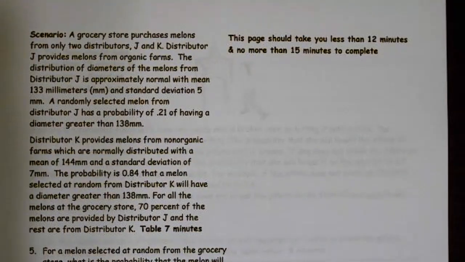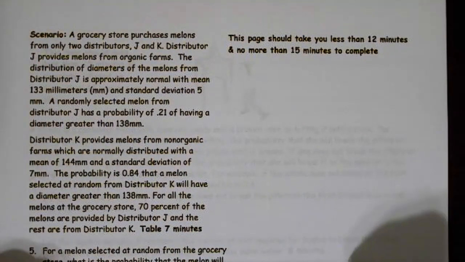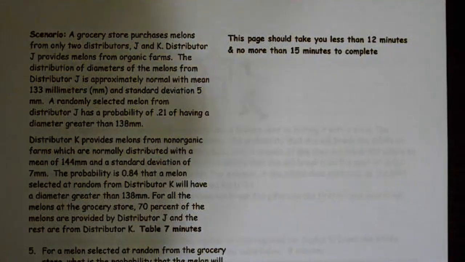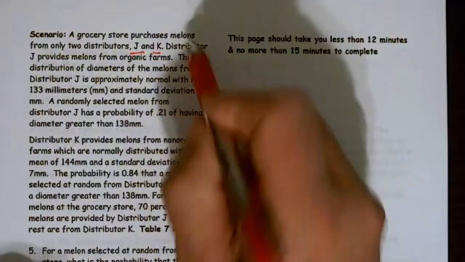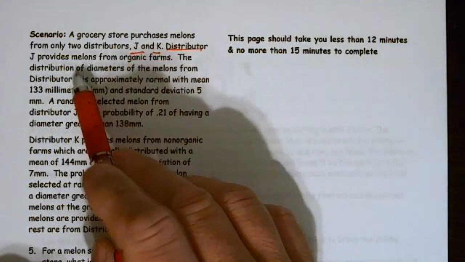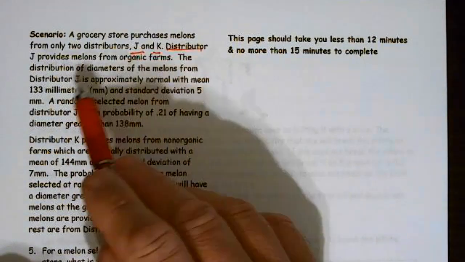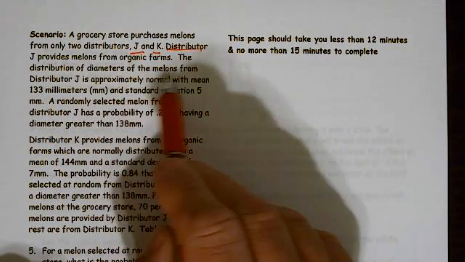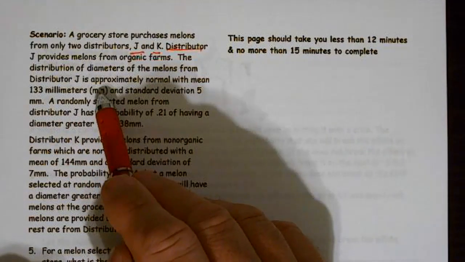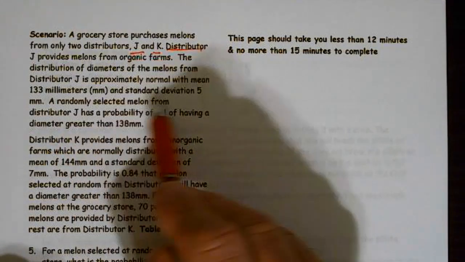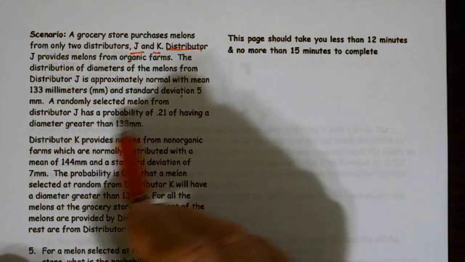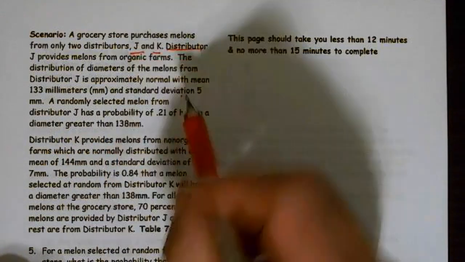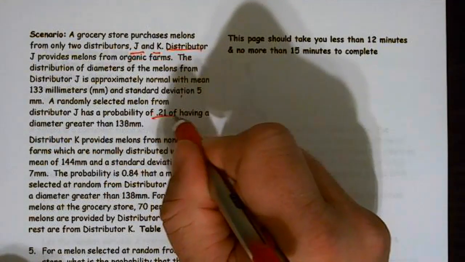A grocery store purchases melons from only two distributors. We have distributor J and distributor K. J provides melons from organic farms. The distribution of diameters of the melons from distributor J is approximately normal with a mean of 133 and a standard deviation of 5. A randomly selected melon from distributor J has a probability of 0.21 of having a diameter greater than 135.